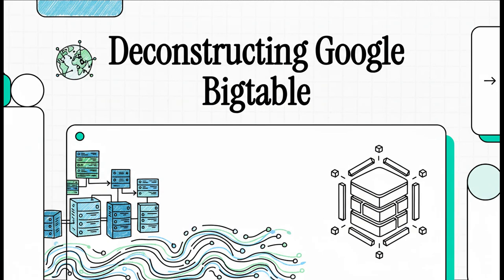Have you ever stopped to think about what it takes to power pretty much every Google service you touch? I mean, this isn't something you can just buy off a shelf. It's a system they had to build from the ground up to handle a truly mind-boggling scale. So today, we're going to deconstruct Google Bigtable, the database that basically powers the planet.